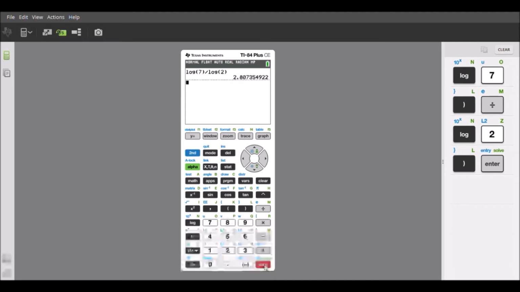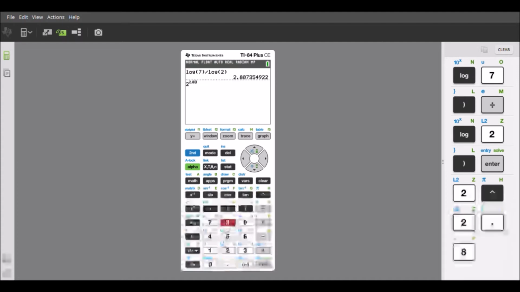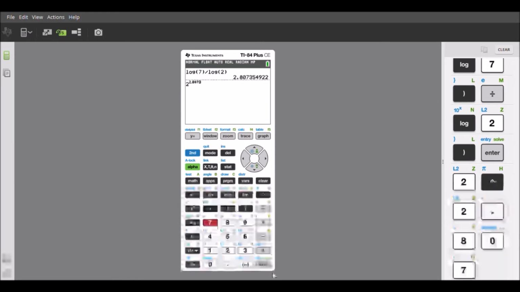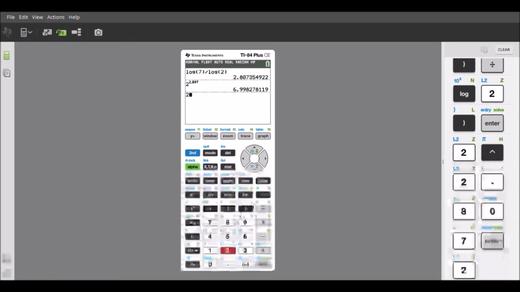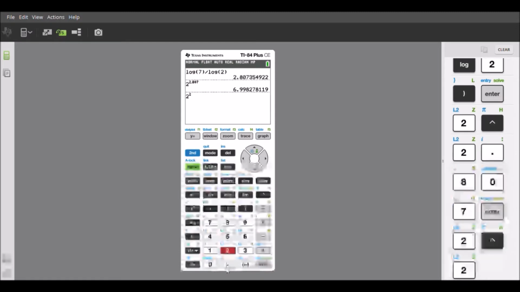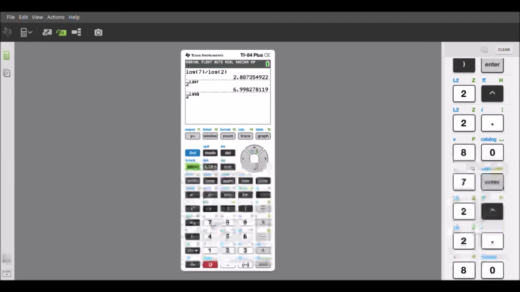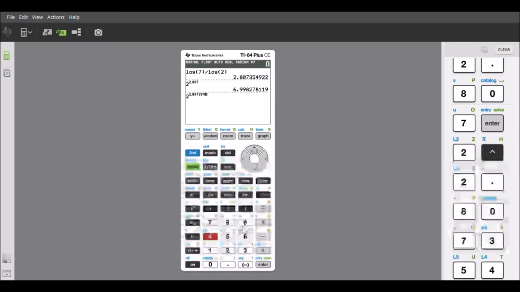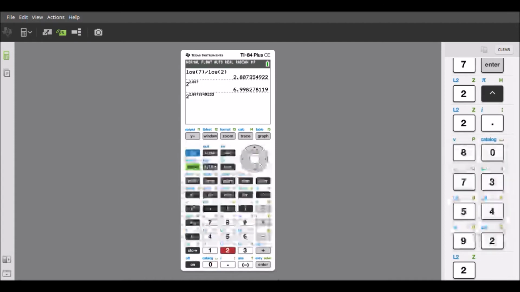2.807. What this means is if you do the problem 2 raised to the 2.807, you should get 7 out of that. Well, actually, I didn't, because I just rounded to 3 places there. If I did 2 raised to the much longer version, 2.807354922, it's going to be really close to 7. And actually, it rounded it to 7 over there.